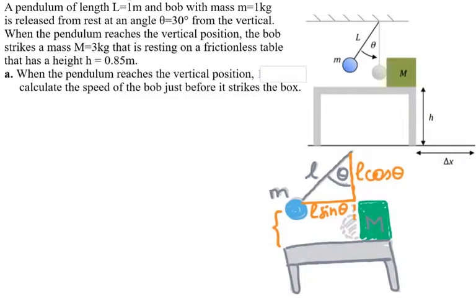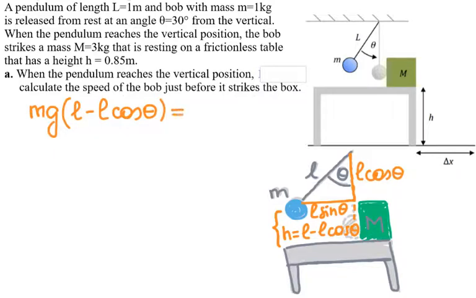So the height that the ball is raised at is equal to L minus L cosine theta. When the ball is raised to this height, the pendulum has potential energy. The potential energy of the ball is mg times the height, L minus L cosine theta. And that will be transferred to the kinetic energy right before it hits the green box.